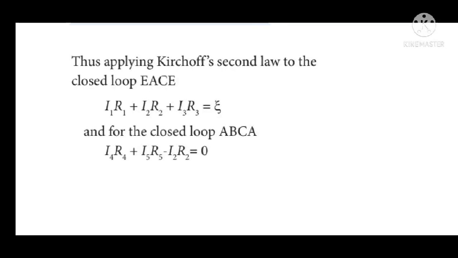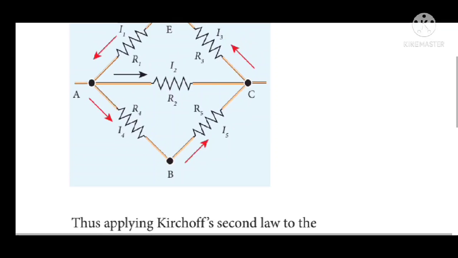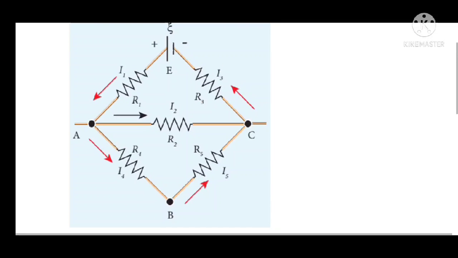But here comes a small doubt. Why do we put minus for I2R2 but not for I4R4 and I5R5? Now let us have a look at the diagram once again. The direction of the current, in either way we can choose, either in the clockwise direction or in the anti-clockwise direction. It is left to us. Now let us take the current direction as anti-clockwise.